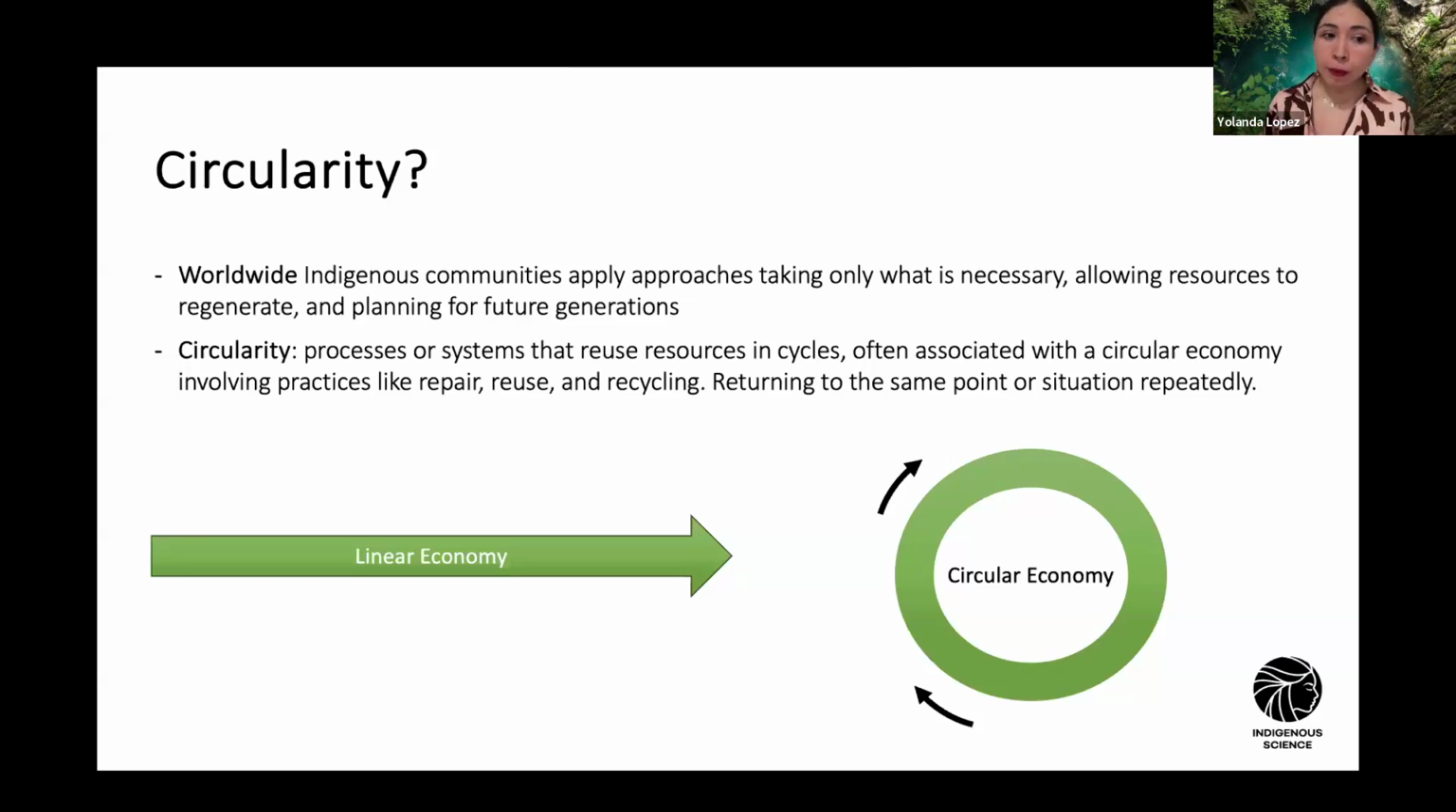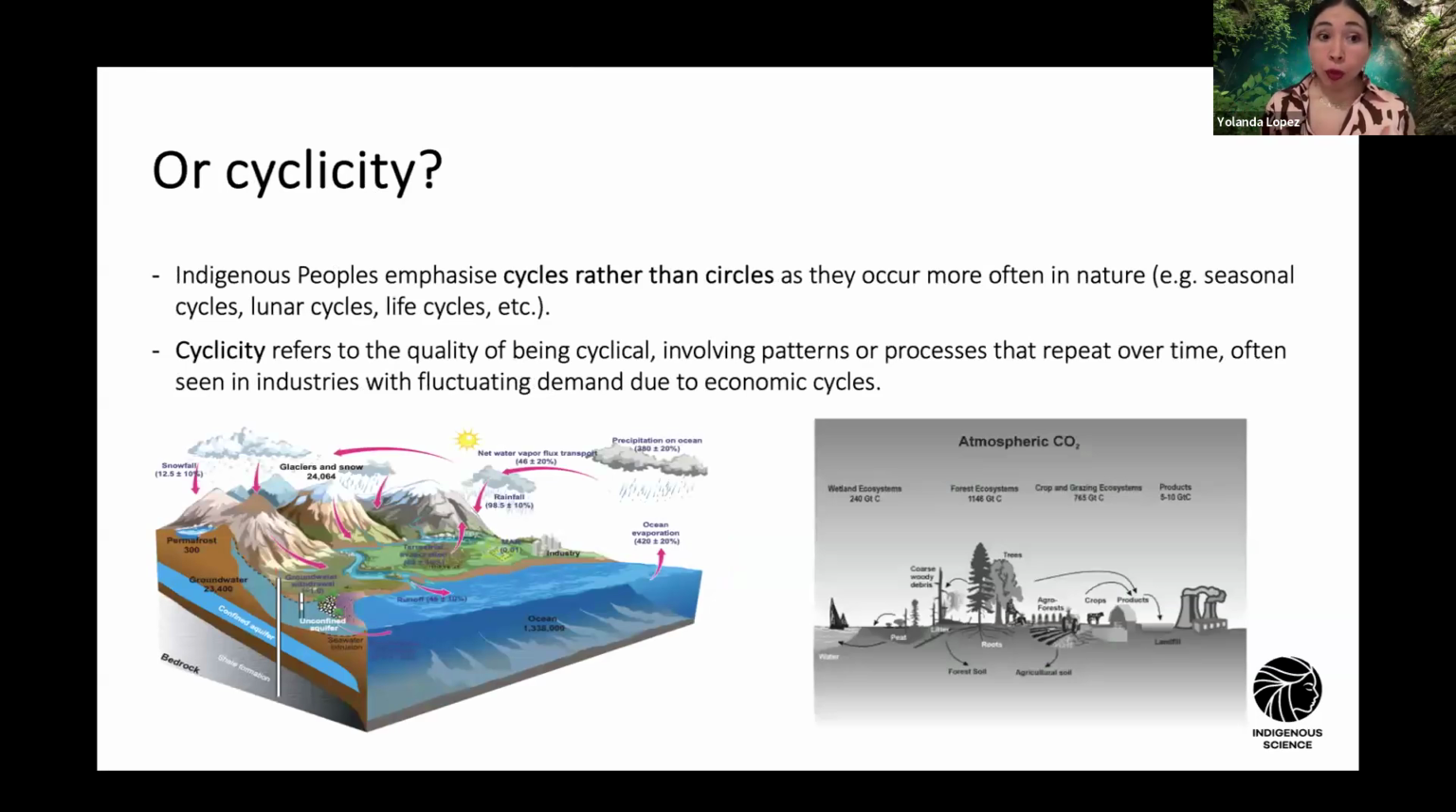The concept of circularity relates to processes or systems that reuse resources in cycles and is often associated with repairing, reuse, and recycling, which is correct. But there is one gap here, which I would like to emphasize: we tend to return to the same point when we talk about circularity, because we are moving in circles. For Indigenous people, circularity is seen more as a cycle because we tend to find cycles rather than circles in nature. For example, lunar cycles, life cycles.